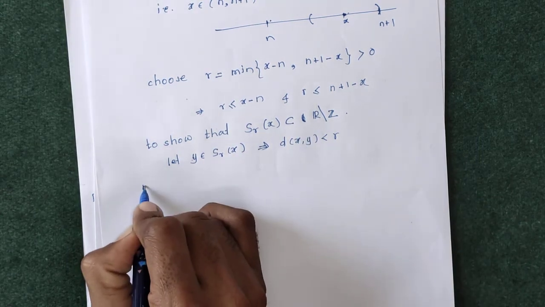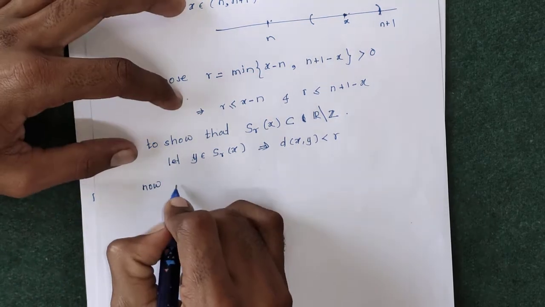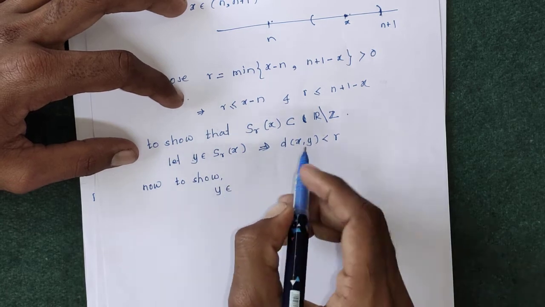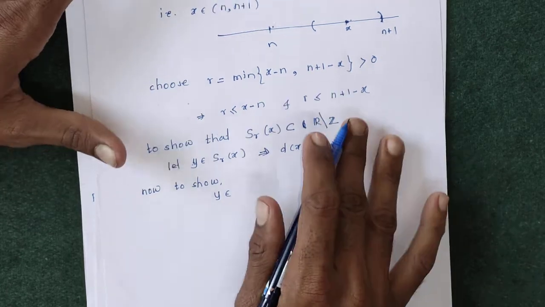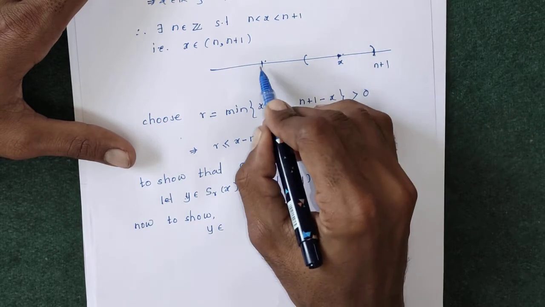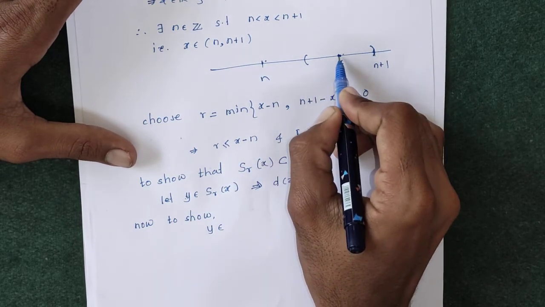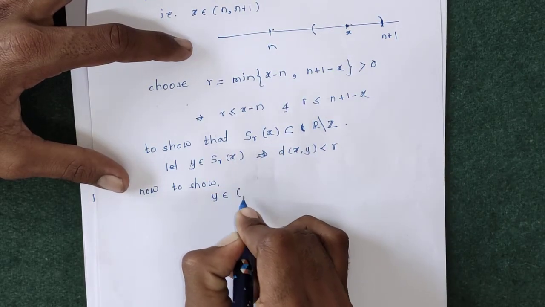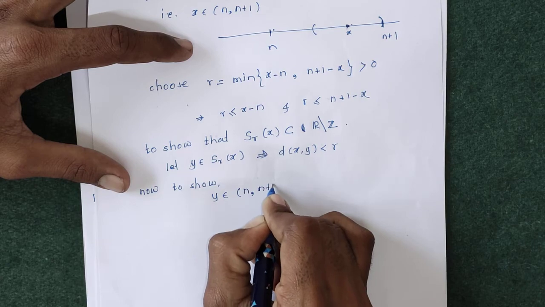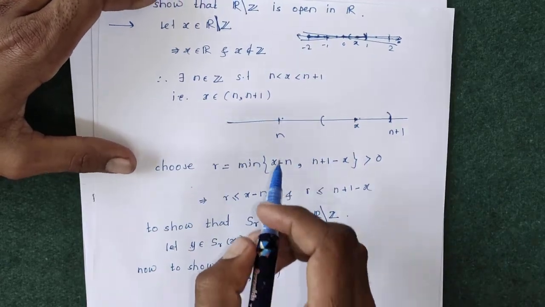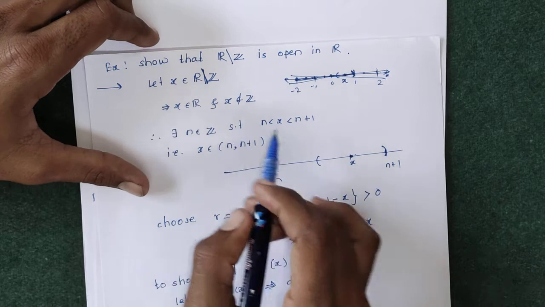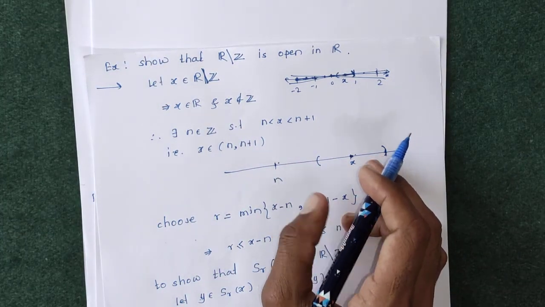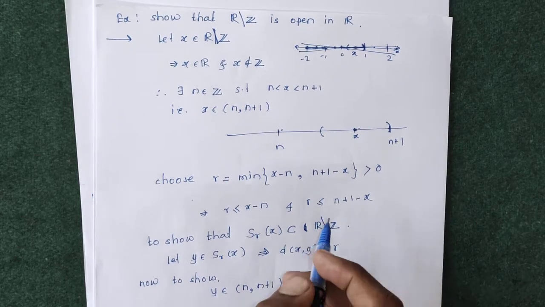We have to show that y belongs to R minus Z. Now to show this, we have taken the element x between n and n plus 1, so we have to show y is also between n and n plus 1. We cannot directly say that y belongs to R minus Z. We have to prove that the open sphere lies inside it.